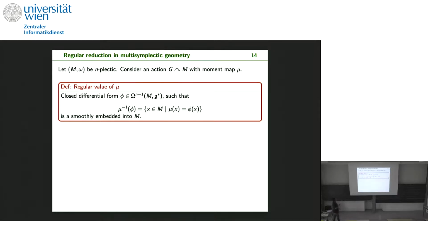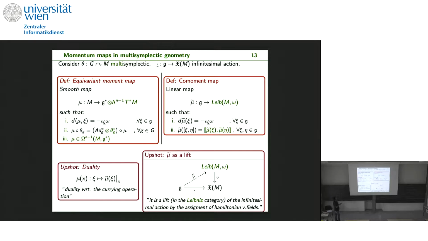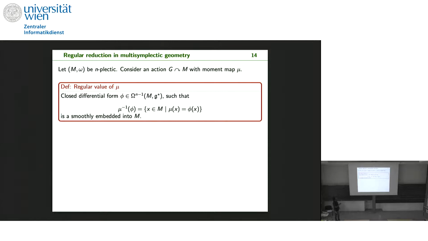In particular, we define a regular value of the moment map mu here as a set of points such that the image of the moment map coincides with the image of phi, where phi is an element in the space of (n-1)-forms valued in g star. What I want to say is that you can see mu like something like this. So the value, like a momentum, is again an element in the same space, and we only require the two to agree. So this is the notion of regular value for the moment map.